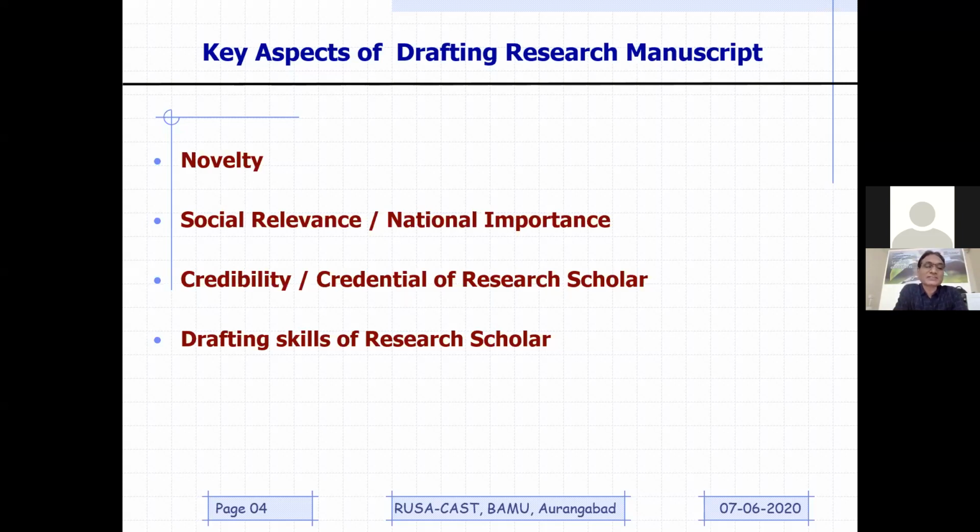And the fourth one is drafting skill. This is not going to be looked into directly, but while going through the manuscript, the reviewer is going to understand whether you have good drafting skills.